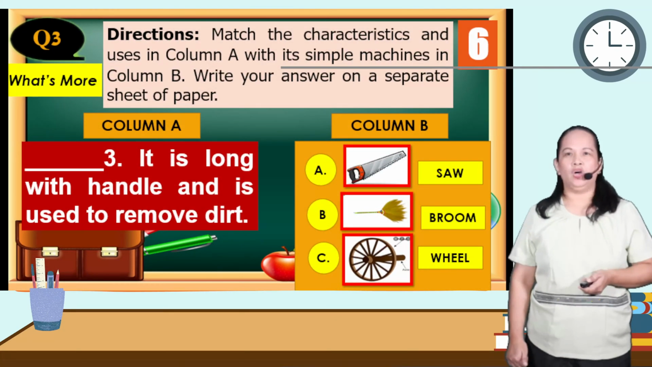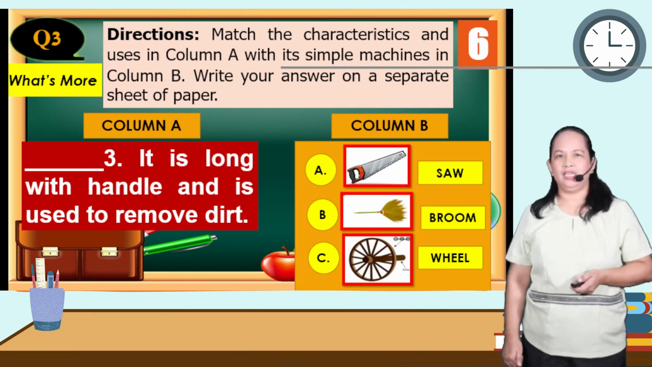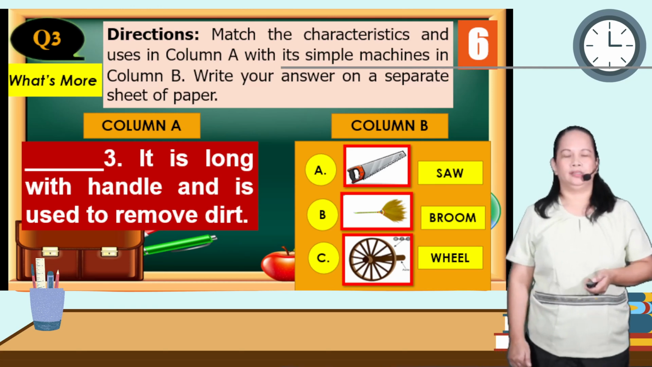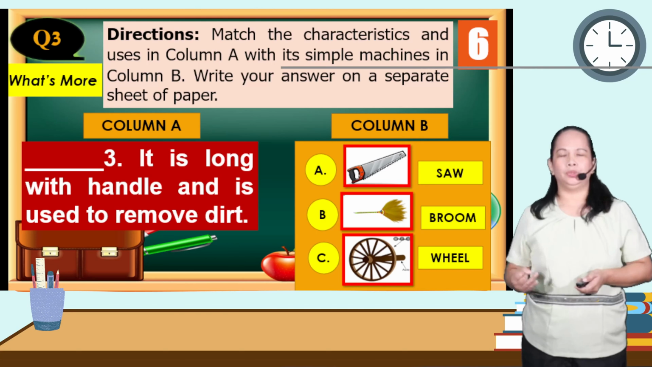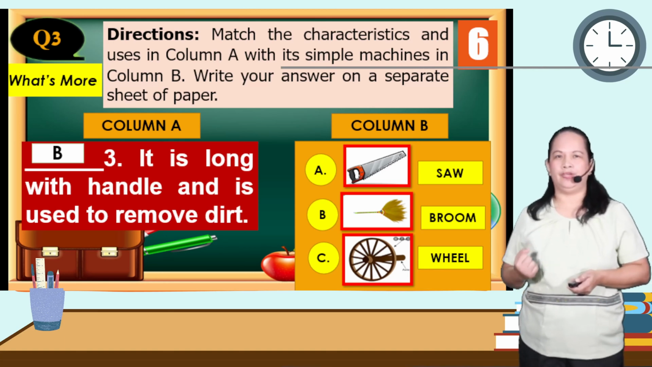It is long with a handle and is used to remove dirt. Is it A, saw, B, broom, or C, wheel? 1, 2, 3, 4, and 5. So what is the answer, grade 6 learners? Yes, it's letter B. It is a broom. Very good, grade 6 learners. I know you've got the correct answer.